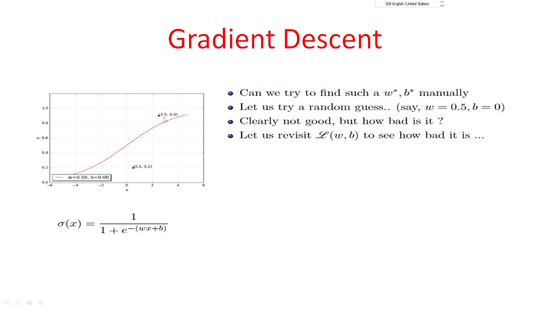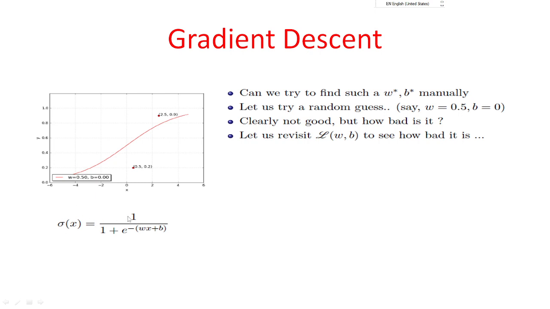Okay. So two data points are given. One is x is 2.5, y is 0.9, and the other is x is 1.5, y is 0.2. We are going to obtain a curve that should pass through these two points. First we will do it manually. We decide randomly. We choose w equal to 0.5 and b equal to 0. Let us check.